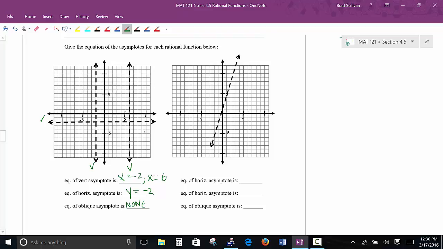Now this one I think was supposed to say equation of vertical asymptote. I think that's a typo on my part. So we don't have one. And horizontal asymptote, we don't have one. But we do have an oblique asymptote. That's because it's a slanted line.